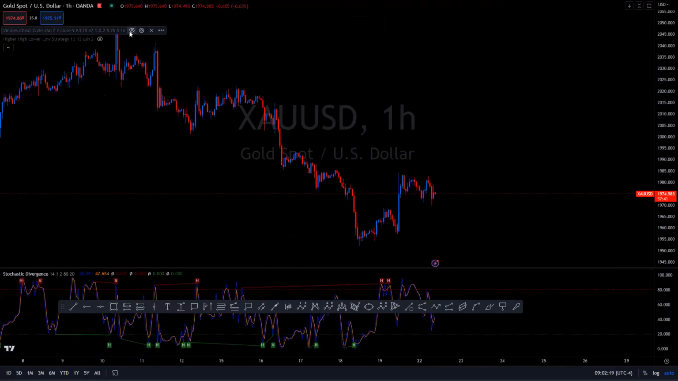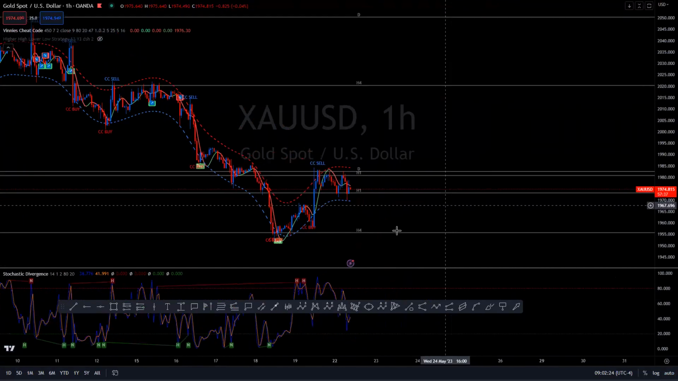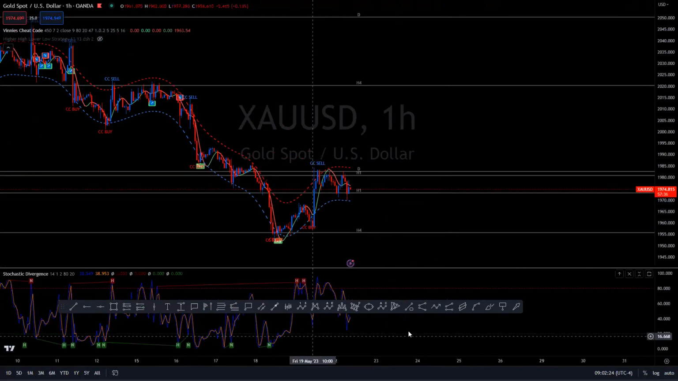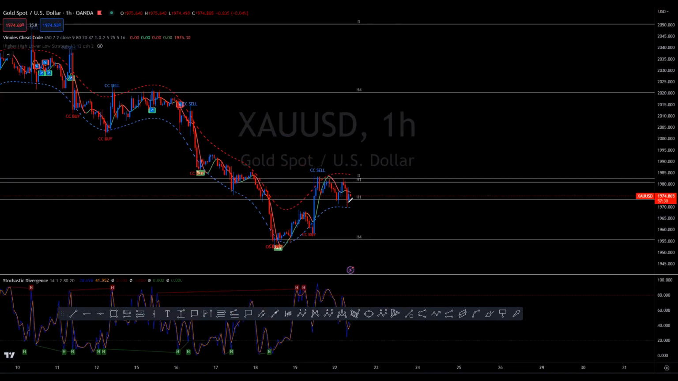So the first thing we're going to do is just turn on the cheat code indicator. Currently, we don't have a buy or sell signal. Price did touch the Bollinger Band, but it didn't really stick out. So if we were to do an intraday trade in the 1 hour, we wouldn't take a trade on this because this is not really a good sign for strength in the market.